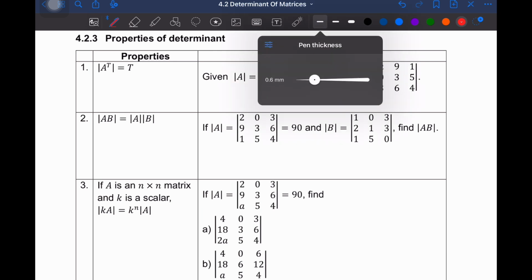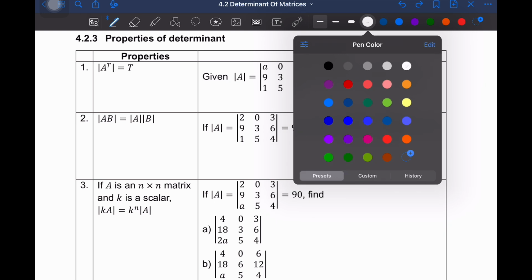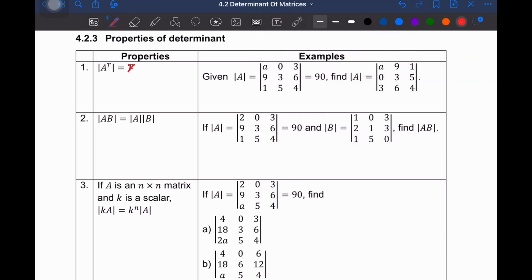There is a small correction here. Madam wrote it wrongly. This is not T. Wait, let me just cancel it. So this is not T, everyone. This one is supposed to be modulus of A, determinant of A. Right, so the first property stated over here is if you have A transpose, the determinant of A transpose is equal to the determinant of A.